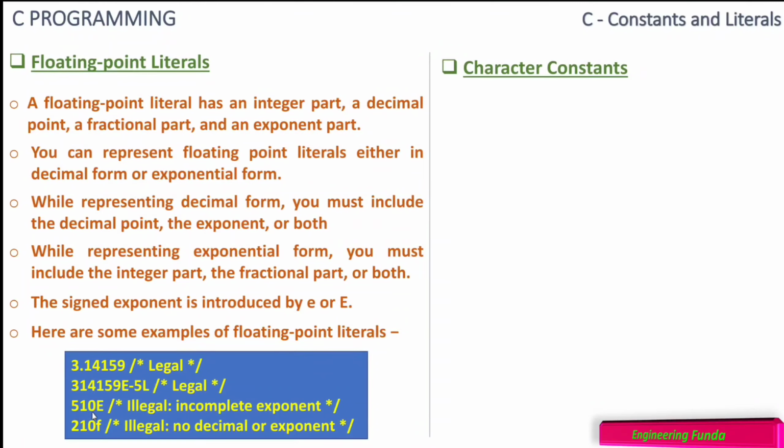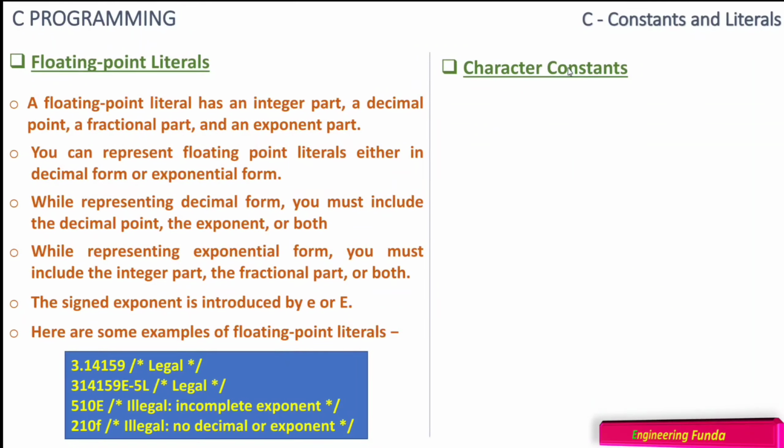Then you have 510e, which is illegal because it is incomplete. How many places do we have to go? That is not given, just like in the previous line it is given as minus 5. Then you have 210f, which is illegal because here you don't have the decimal point. So compulsorily you have to have the decimal point. Even if you are writing 210, you have to write 210.0.